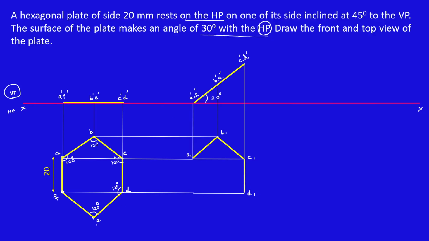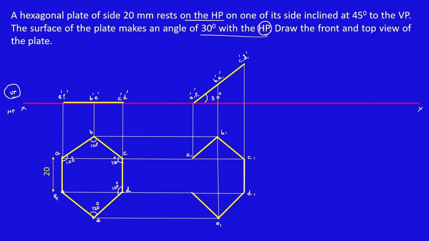Next, E1 dash. Here I have E. Extend E1 dash. Then extend E. Both will cut at this point. This is E1. Now connect D1 E1. Then this is point F, already extended, and here I have F1 dash. Extend F1 dash.